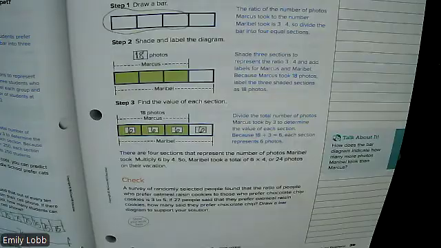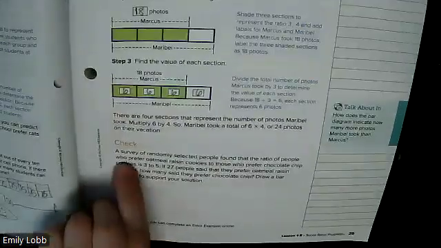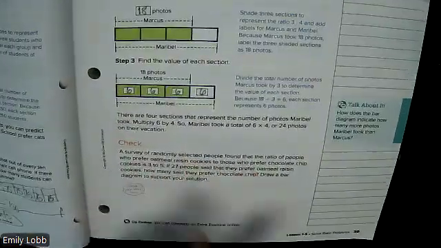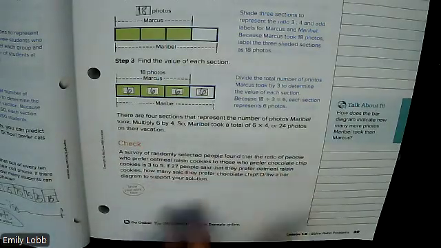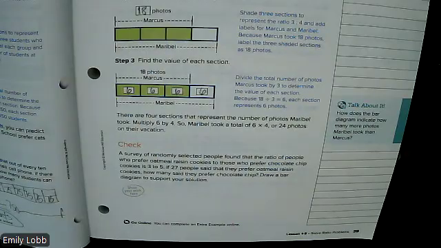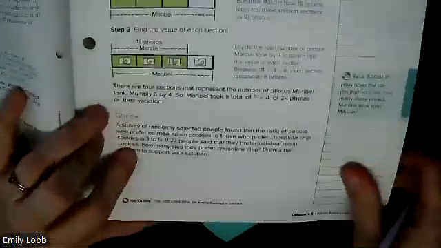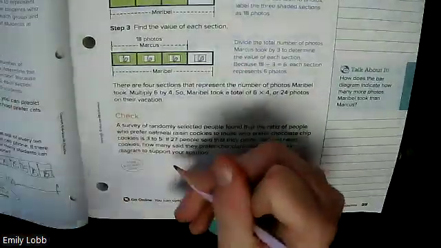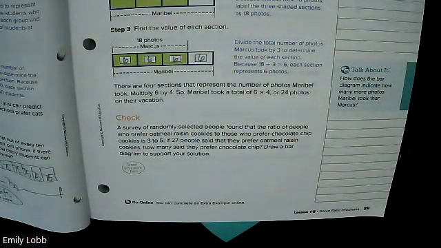So I think this one's a bit trickier than the first one, because the ratio is worded, I think, a bit differently than we're used to. A survey of randomly selected people found that the ratio of people who prefer oatmeal raisin to those who prefer chocolate chip. Ooh, who would prefer oatmeal raisin to chocolate chip? Okay. Is 3 to 5. So 3 prefer oatmeal raisin and 5 prefer chocolate chip.